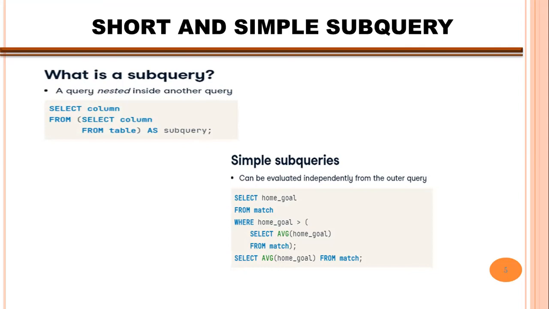For example, you want to select home goal, which is a column in the match table, where home goal is greater than the average of the home goal from the match. So the query written in the where clause inside the parenthesis is the subquery.